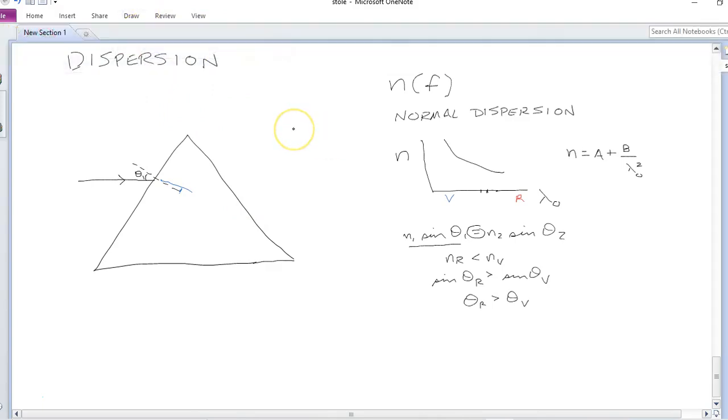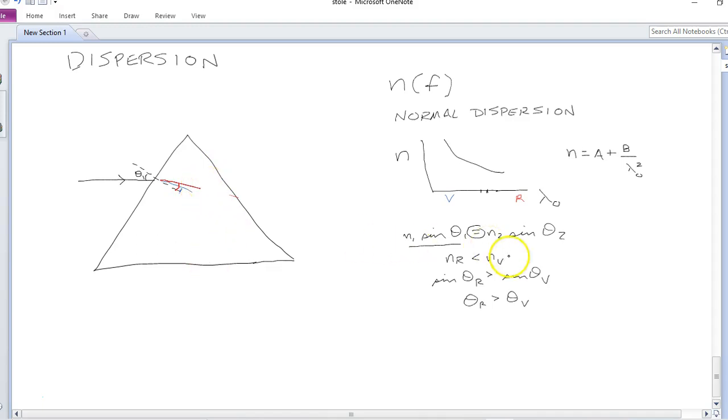So if I were to draw my red ray, it's also going to bend towards the surface normal. Okay, but it's not going to go straight across. It's going to go like that. You see this angle right here has got to be bigger than that violet angle.